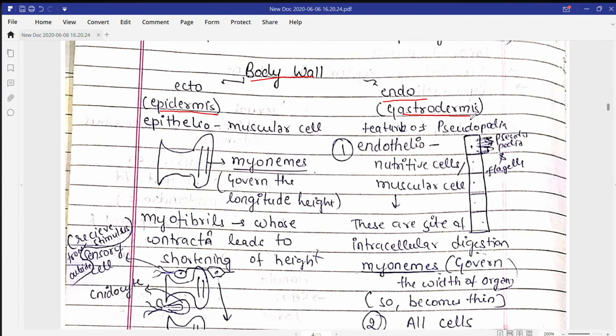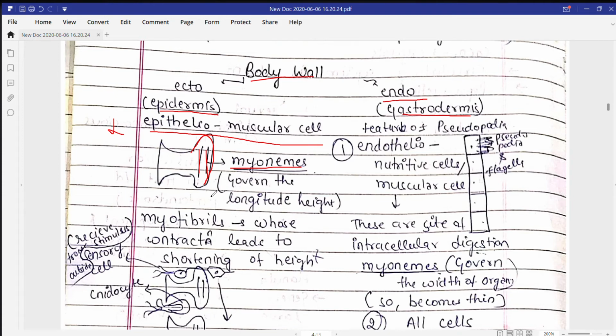Now the epidermis contains a number of cells, and these cells perform different functions. The first one is the epitheliomuscular cell. This whole cell is an epitheliomuscular cell that contains myonemes. These myonemes maintain the longitudinal height of the epitheliomuscular cells.